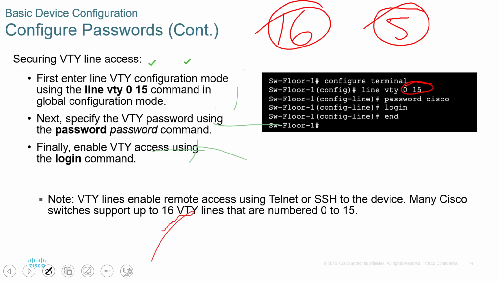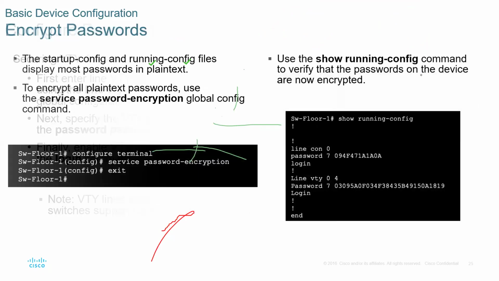If you only secure 1 or 2 or 3, the other ones will still be loose. So you secure them all. If you're configuring a router, you will now use 0 4, 0 space 4, to cover all the 5 virtual lines. Okay, so that is that one.